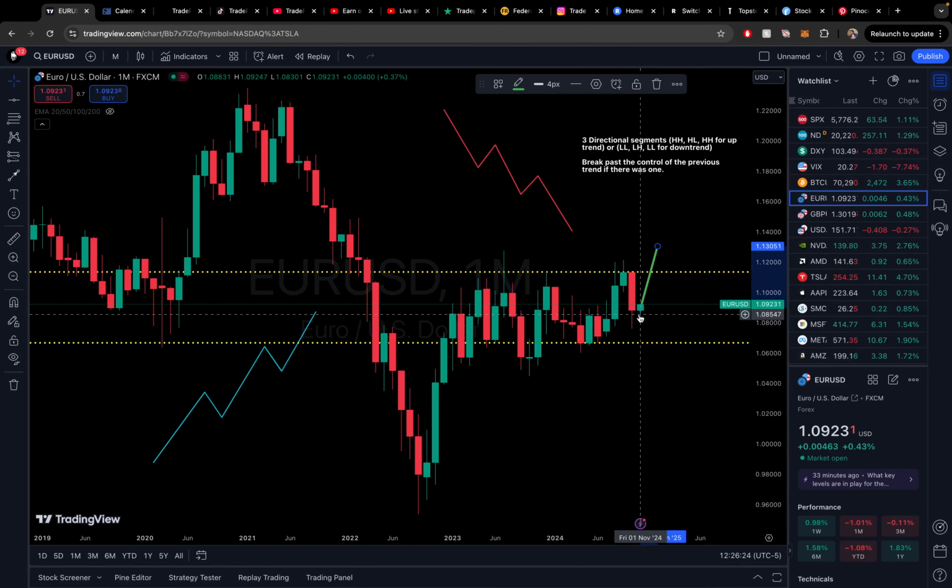So if you have a gap correction, which we don't have here because we're looking at Forex, so let's go look at a different asset. Let's go look at, I don't know, Apple or something. There we go, Apple.